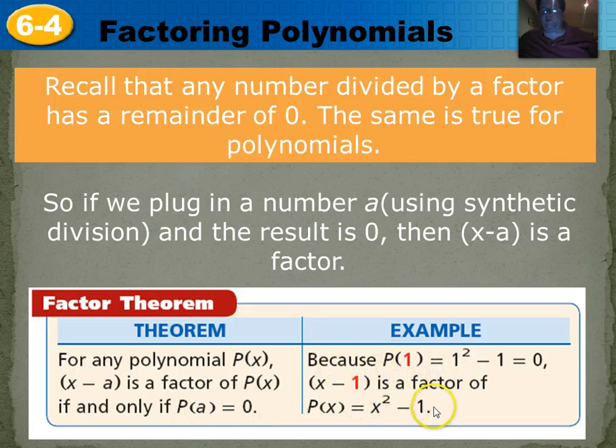Alright, let's look at an example to make sense of what they just said. P of x equals x squared minus 1. If x minus 1 is a factor of it, then p of 1 should give me a result of 0. So if I plug in 1, I get 1 squared, which is 1, minus 1 is 0. 1 gave me a 0, so x minus 1 is a factor of x squared minus 1.